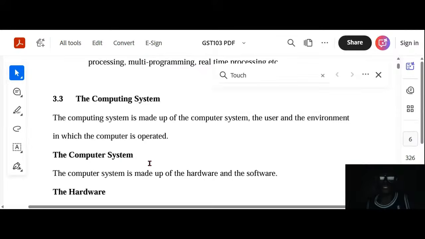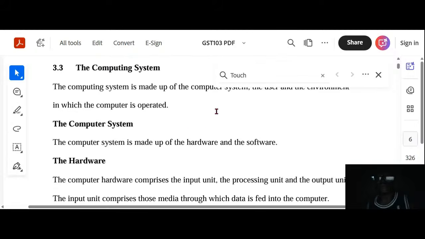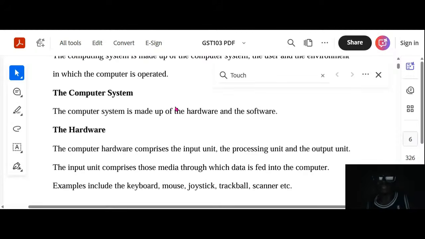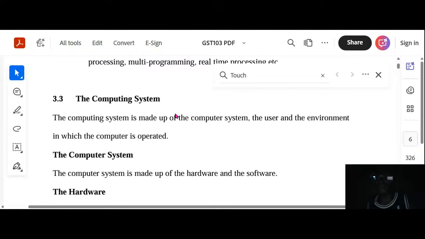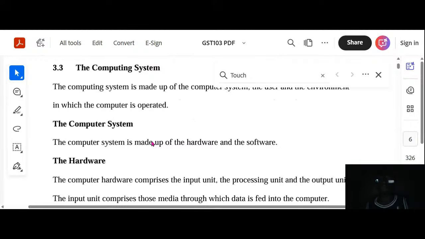Now the computing system. The computing system is made up of the computer itself, the environment where it's being used, and the person using it. Everything around the computer is what we call the computing system. Both the computer itself, the person operating it, and where you are operating it. That is all what we combine together to call the computer system. And the computer system is made up of the hardware and the software.